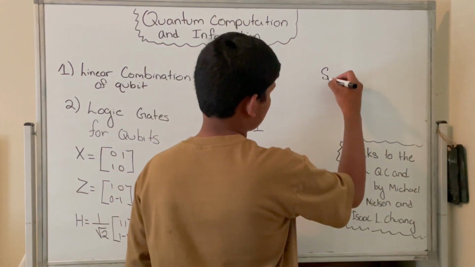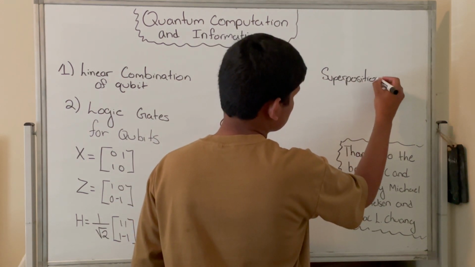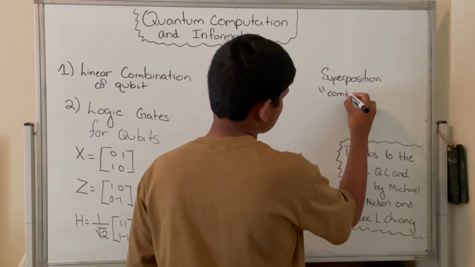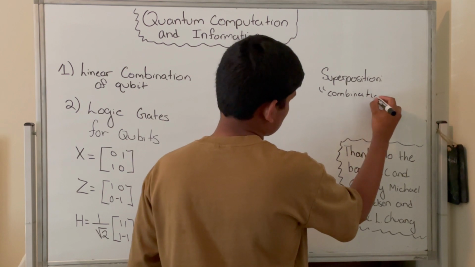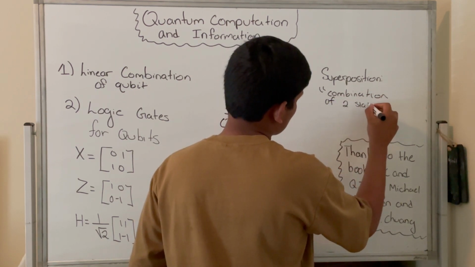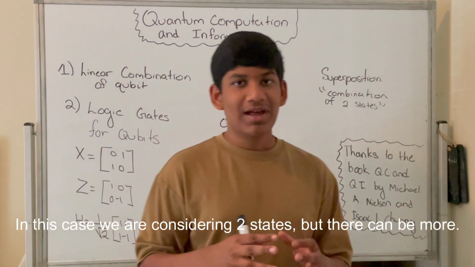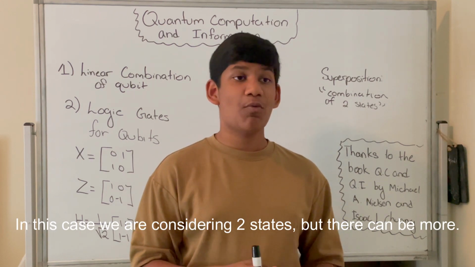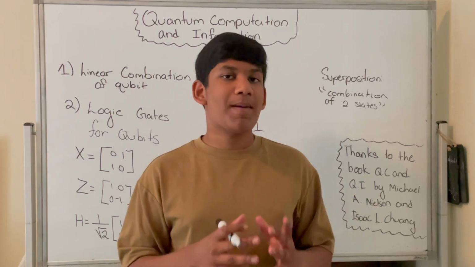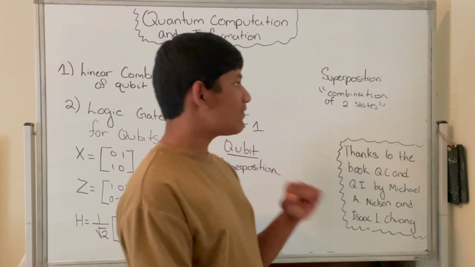Superposition is just a combination of two states. Now, if you've heard of Schrodinger's cat, the cat can either be in one state or another if we're considering regular bits. But when we consider quantum mechanics, when we don't observe it, it's in both states at the same time, and that is the principle of superposition.